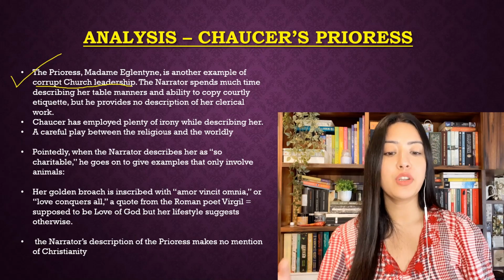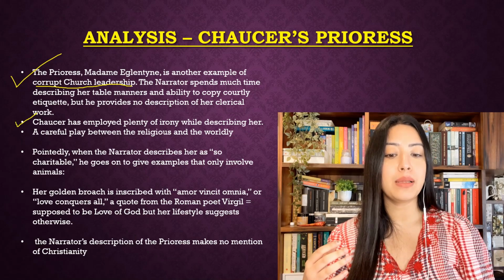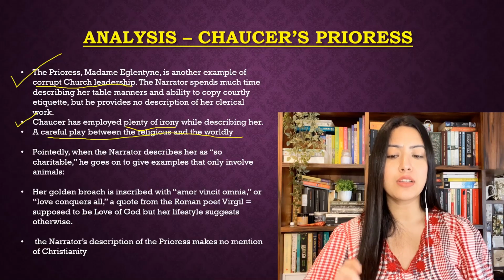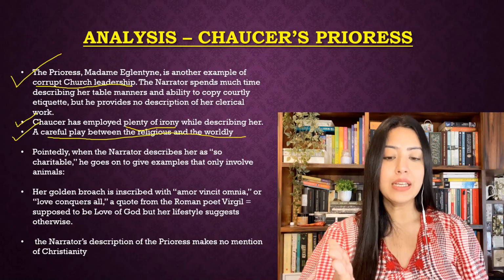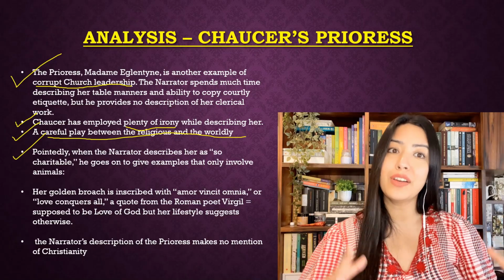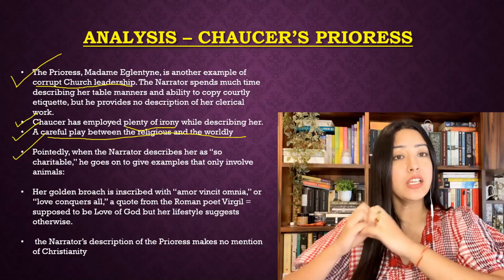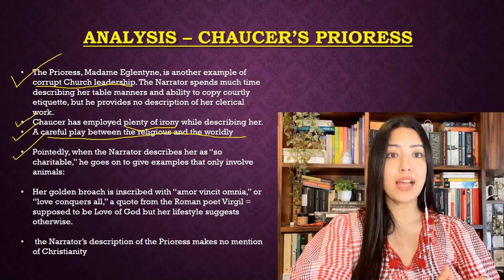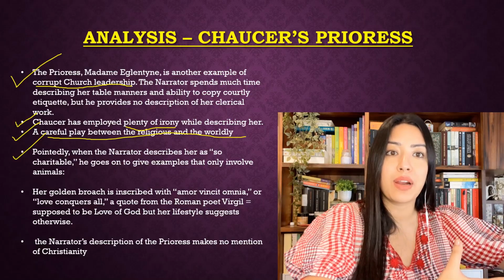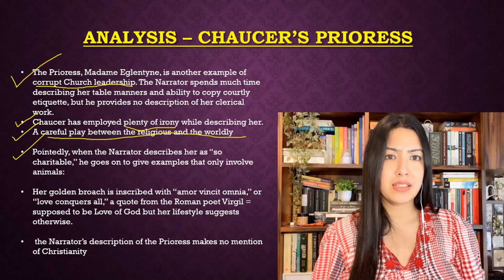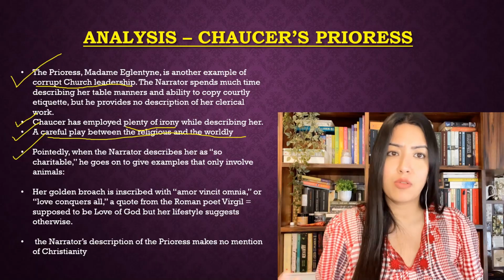Chaucer has employed plenty of irony while describing her careful play between the religious and the worldly. Pointedly, when the narrator describes her as so charitable, like I said, he does not give examples. He goes on to give examples that only involve animals. So her charity is not dedicated towards people. It is dedicated towards animals. So as a nun, you're supposed to serve people, right? But again, pets, and keeping these pets with her and feeding them good food is all she seems to care about.